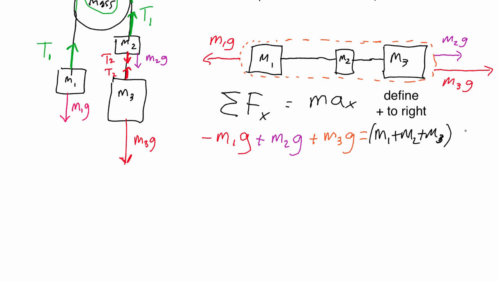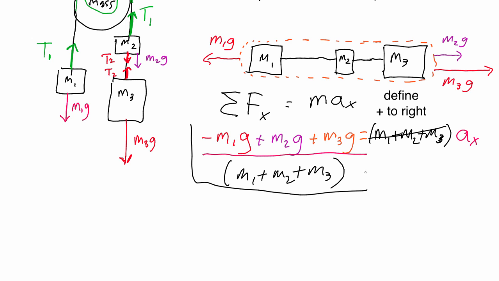And then what I'm trying to find, my unknown that I seek, is a sub x. So you notice when I do this as a system, this becomes easy. All I have to do is divide both sides by M1 plus M2 plus M3, and that cancels that. And I'm done. I just solved the acceleration of the system, that whole thing right there. That was easy enough. But now I've got to figure out the tensions.